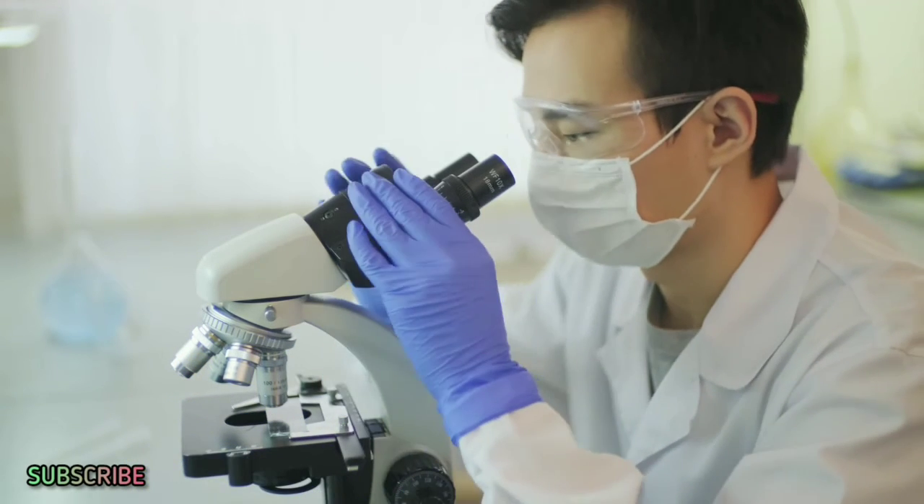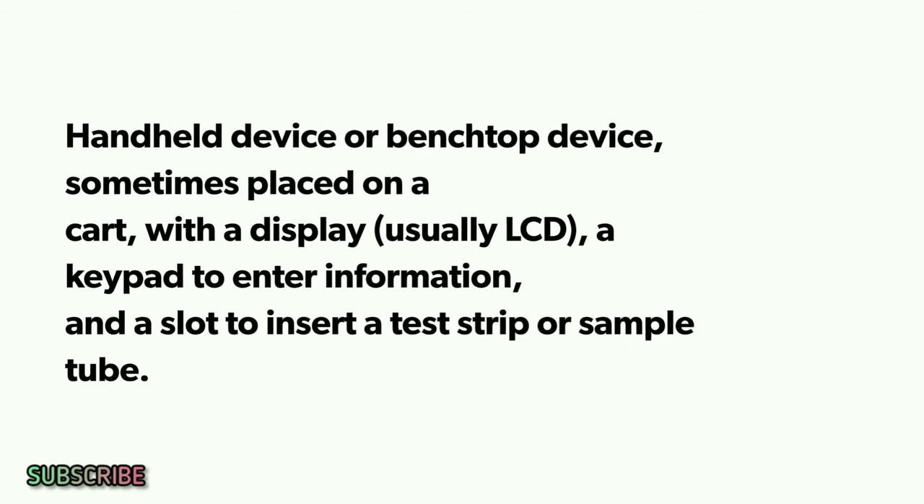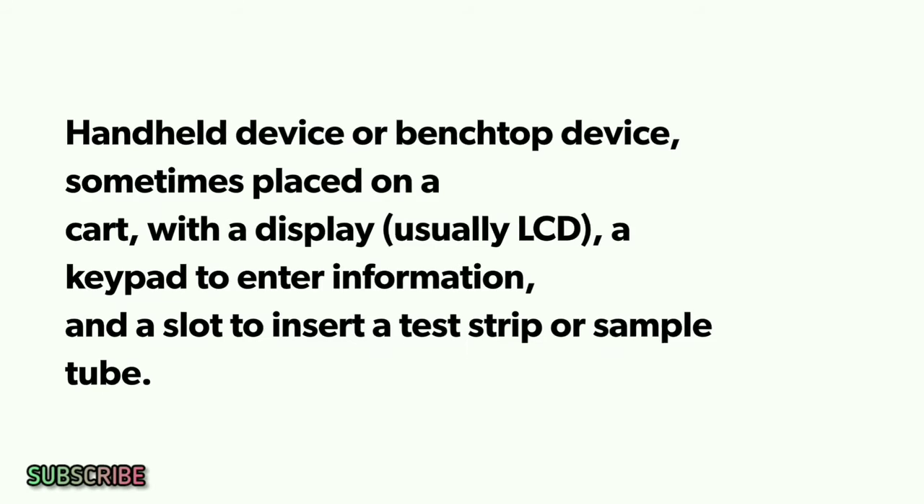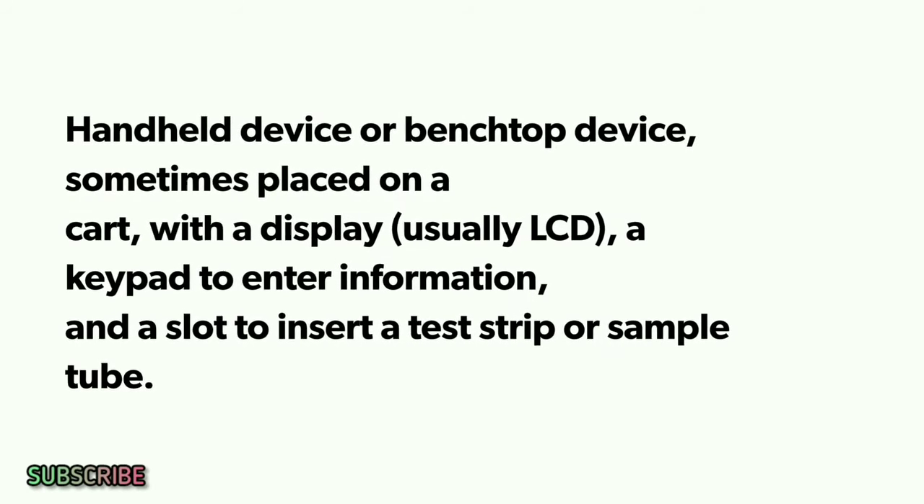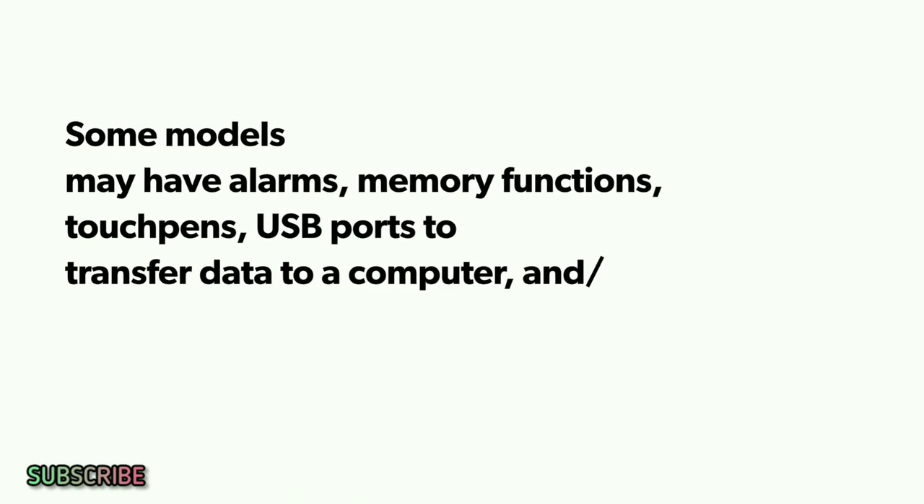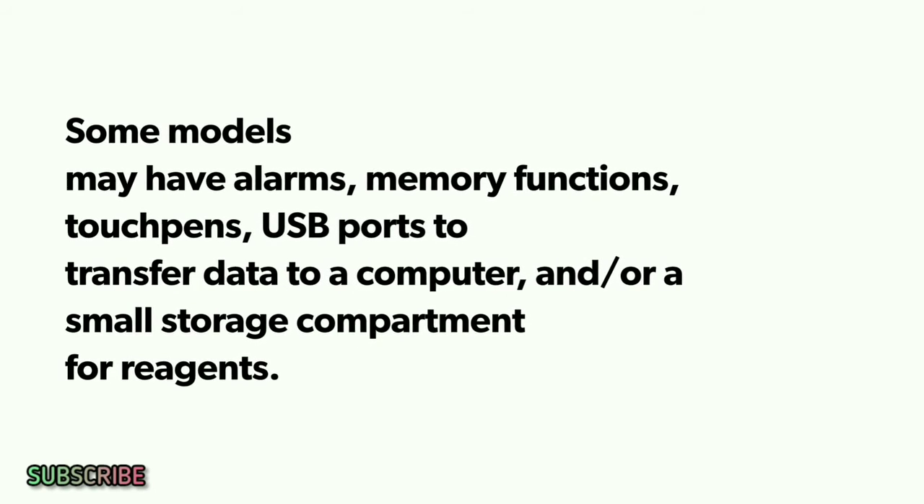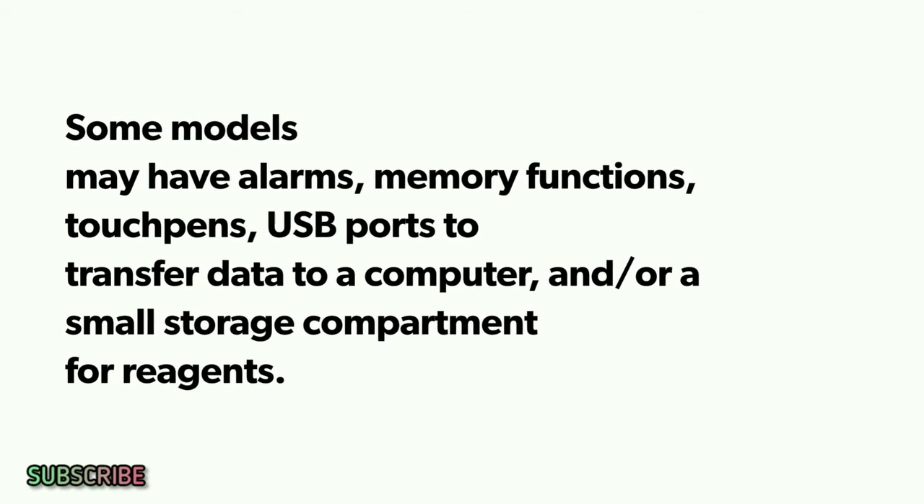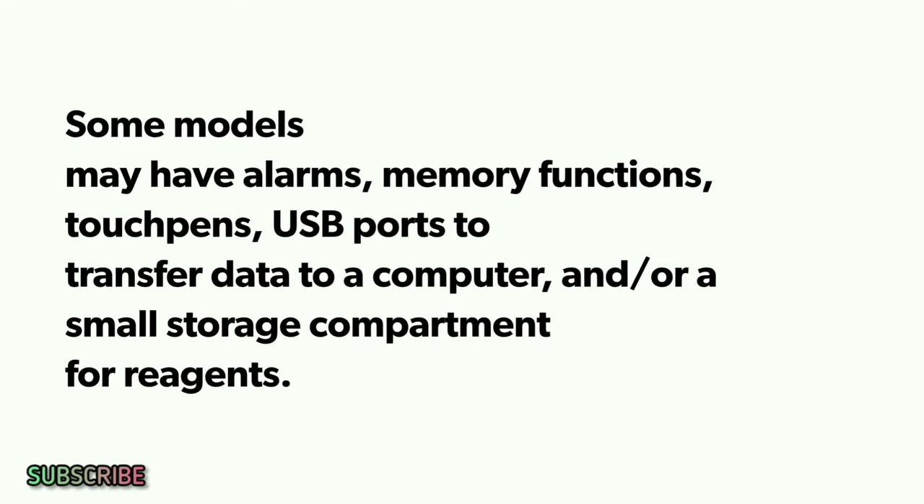Let's talk about the apparatus. It will be a handheld device or even a benchtop device, sometimes placed on a cart, with a display, usually LCD, a keypad to enter the information, and a slot to insert a test strip or sample tube. Some models may have alarms, memory function, a USB port to transfer data to a computer, and/or small storage compartments even for reagents. So how does this machine work?